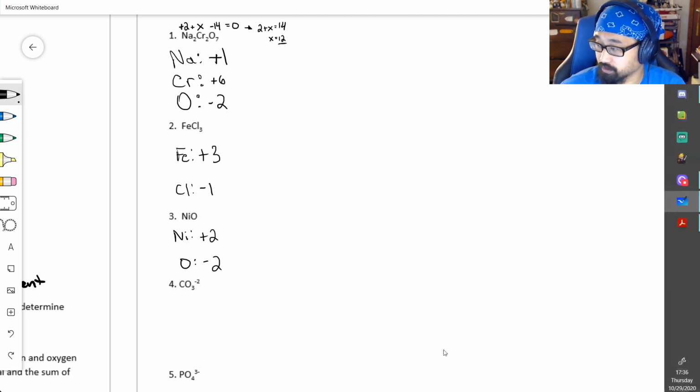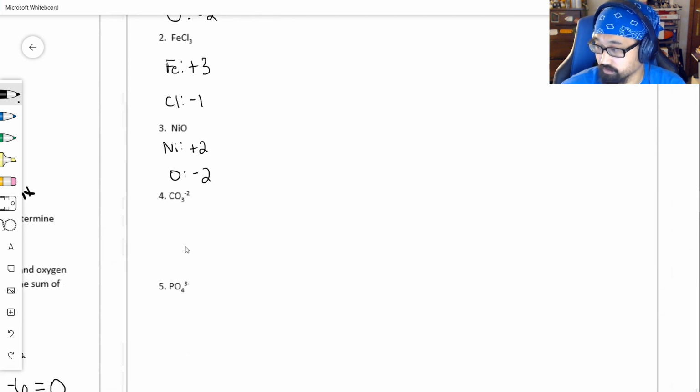There's a small difference here in 4 and 5. They are not compounds. They are polyatomic ions, which means the total charge is not going to add up to 0. It's going to add up to that listed charge.